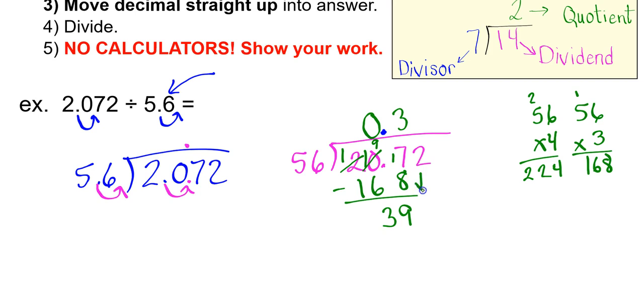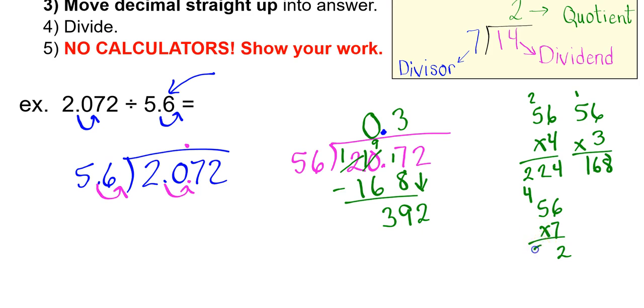Let's go ahead and drop down that 2. And now I'm doing 56 goes into 392. Let's see. I'm going to look, let's see, 5 times 7 is 35. Let's try 7. So 56 times 7, that's a 42.